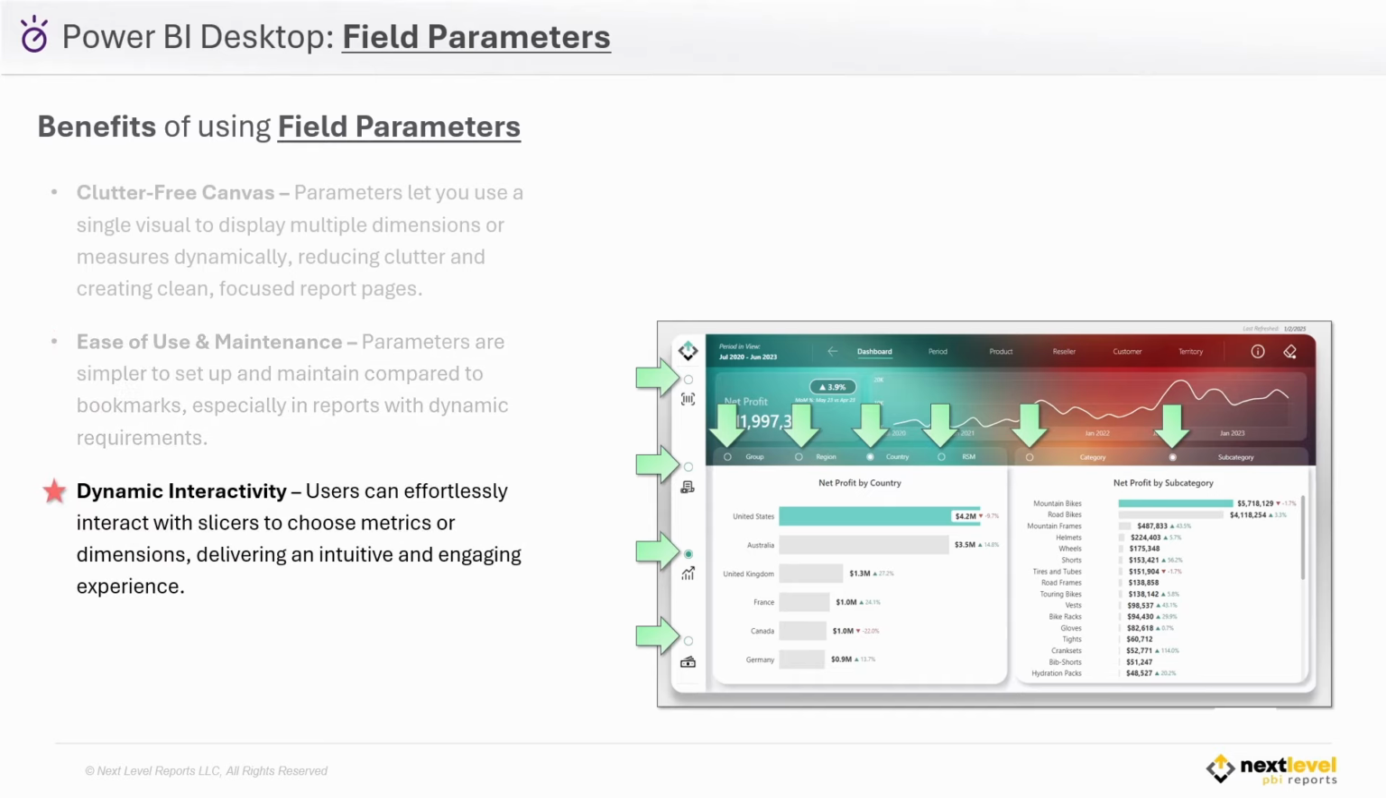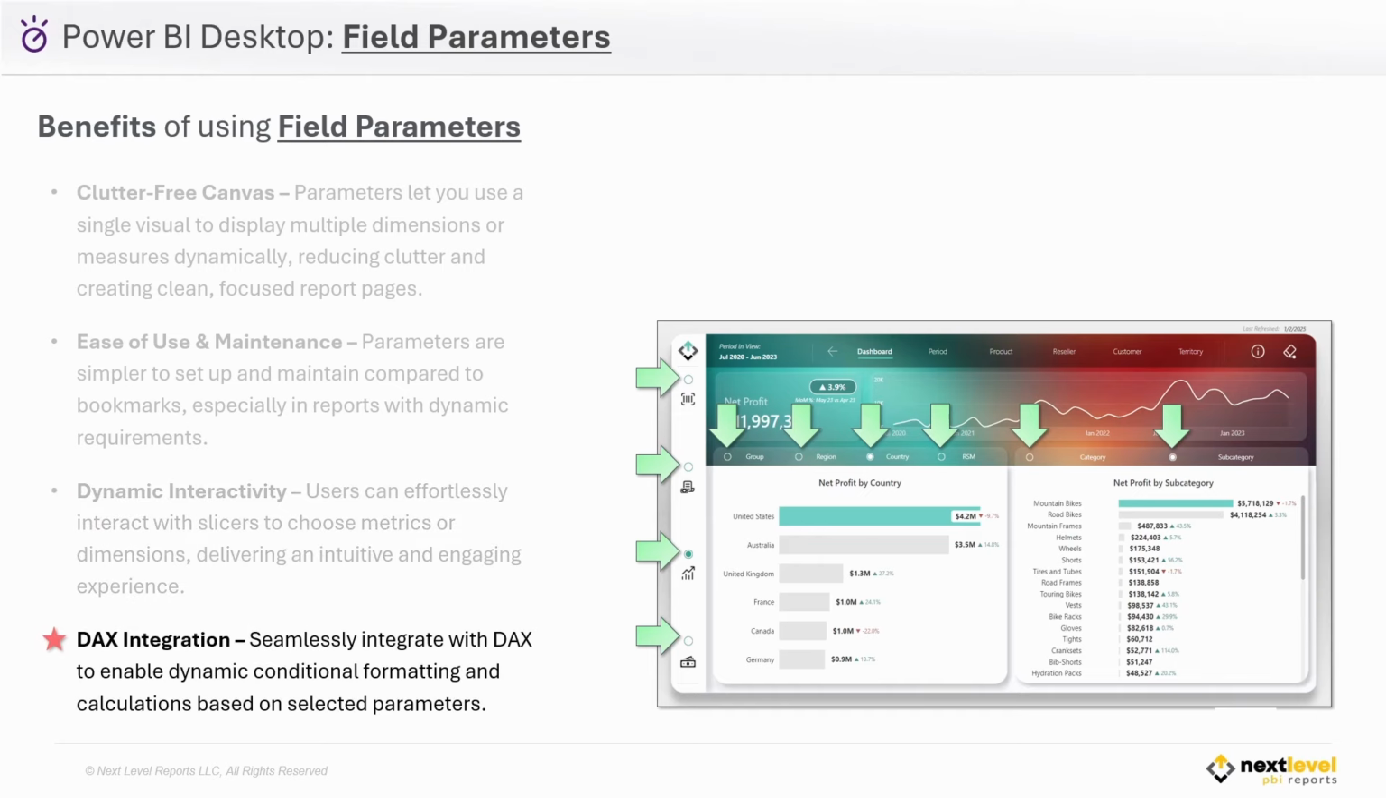Just like bookmarks, field parameters allow you to create dynamic interactivity within your Power BI reports. Your users get a more engaging and intuitive experience since they can control what they want to see within a visual or visuals. They also integrate nicely with DAX. For example, you can create dynamic conditional formatting based on the parameter that the user has selected. And I'm going to show you how to do that in Power BI in a little bit.